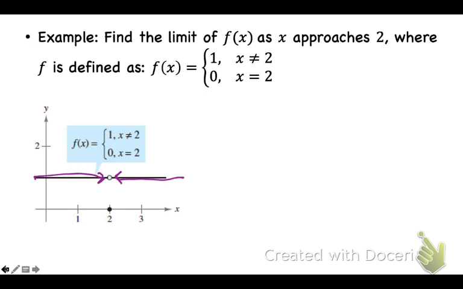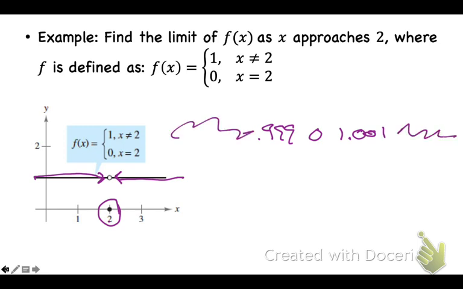At 2, it is what? 0. But what is it approaching from both sides? Do you see that? So that would be 1. So your table would be something like 0.999 and then 0 and then 1.001. Okay? And then it'd be some numbers over here and some numbers over here. Make sense? So what is it approaching here and what is it approaching here? 1. 0.99 and 1.001.